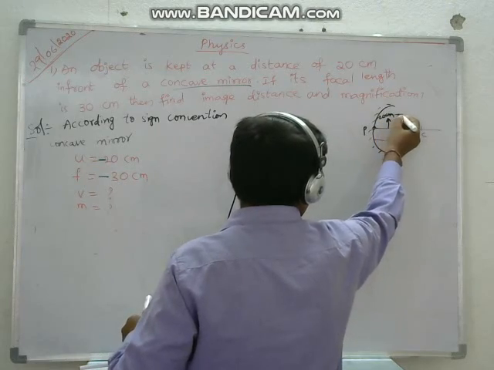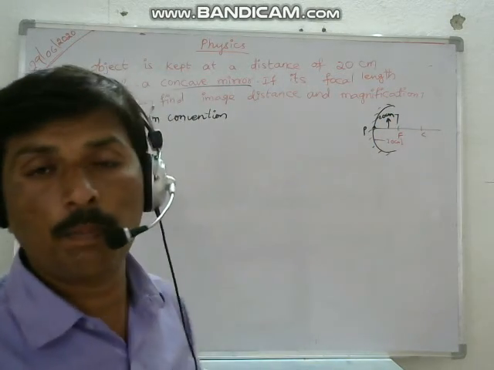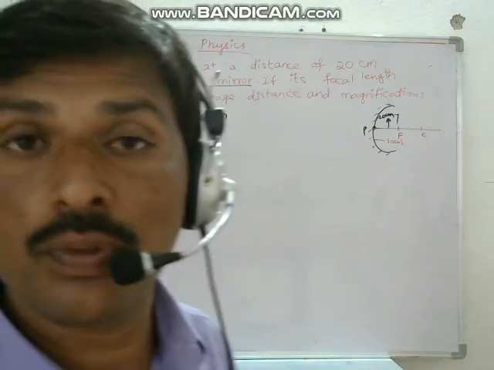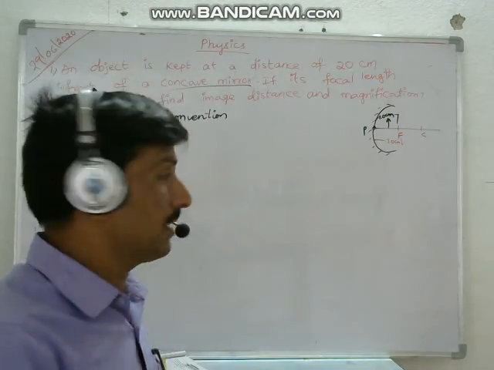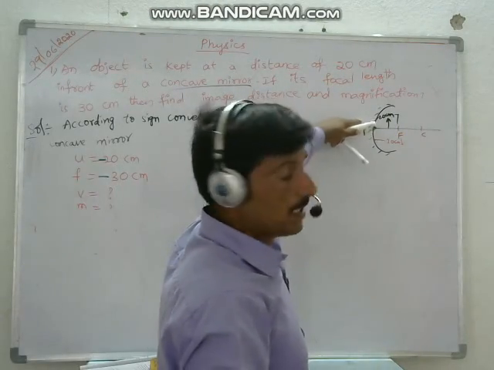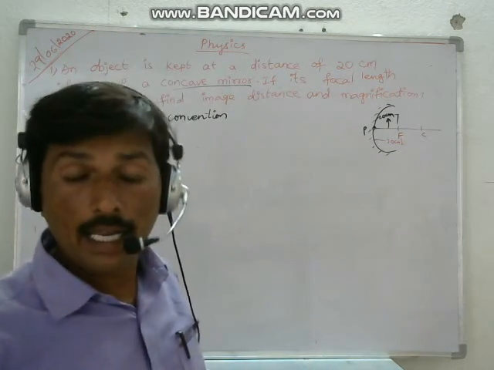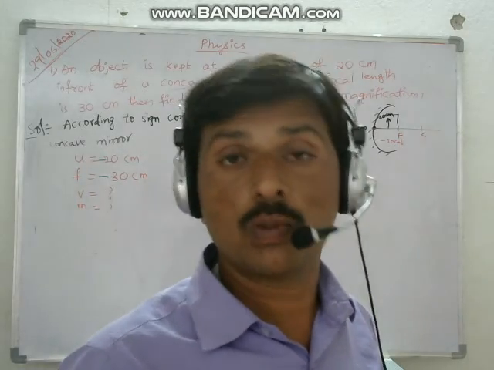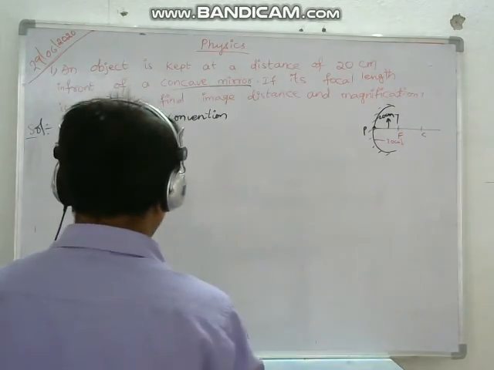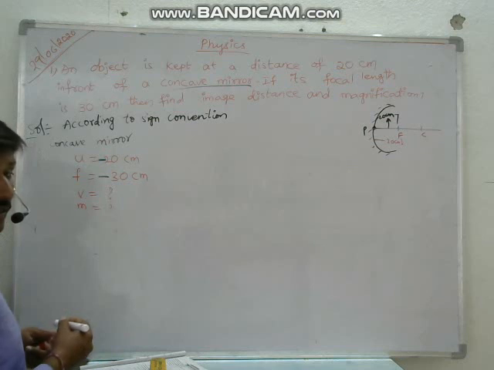As you know, for this situation, if we place the object between P and F for a concave mirror, we will get a virtual image. We will get the virtual image at this place. So that's why the image distance is positive, and also the magnification is positive. Let me see how we will get the positive image distance and positive magnification.